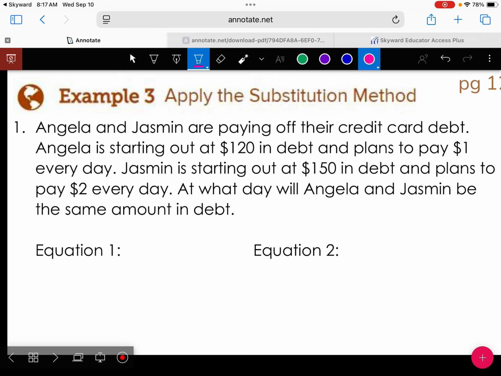Okay. So we are going to look at Angela and Jasmine. I've got two people here. I'm going to write an equation for each person. So let's look at Angela. Angela is $120 in debt and is going to pay $1 every day. How can I write that as an equation?